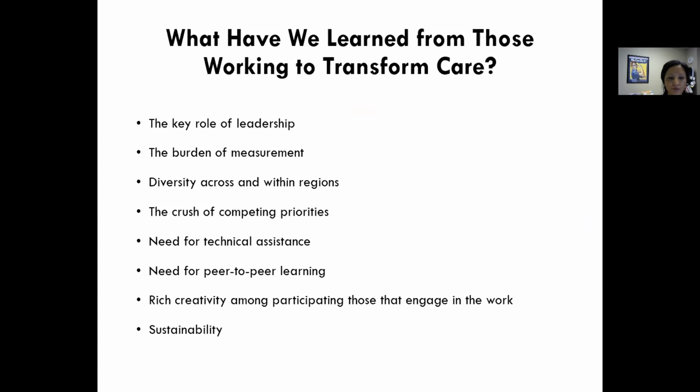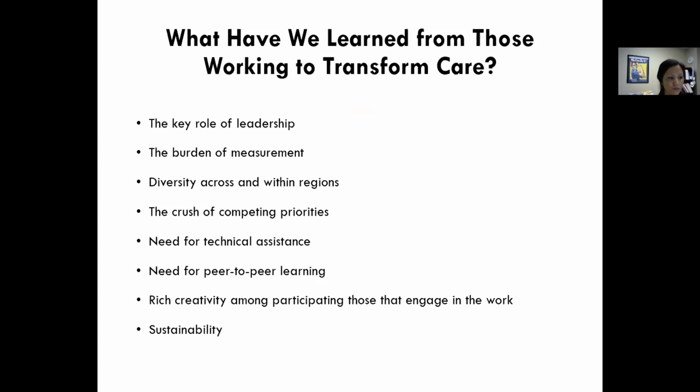Diversity across and within regions. So I'm sure as we look across the state of Wyoming, patients in more urban centers are going to have access to resources where those in extremely rural areas, and actually I believe Wyoming is considered a frontier state where some patients are more than 120 miles from the closest hospital. So there's going to be real differences in how you serve those populations.